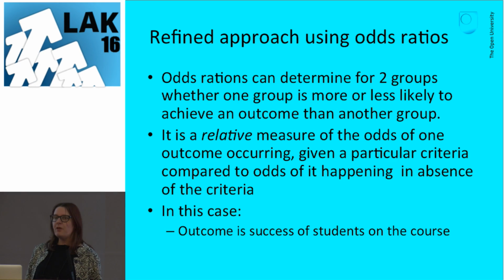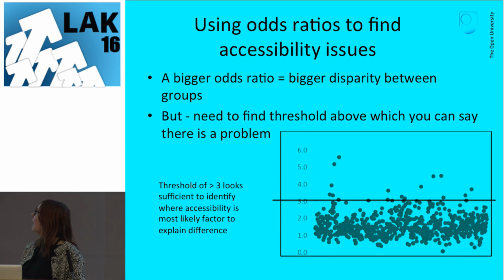And the approach was refined using an approach called odds ratios. This can determine for 2 groups whether one group, and in this case that would be the disabled students, is more likely to achieve an outcome, which in this case was succeeding on the module, than another group of students. So this would be the non-disabled. So it's a comparison between the 2 types of students. And the bigger odds ratio that you get, so the bigger value, the bigger disparity there is between the 2 groups that you're looking at.